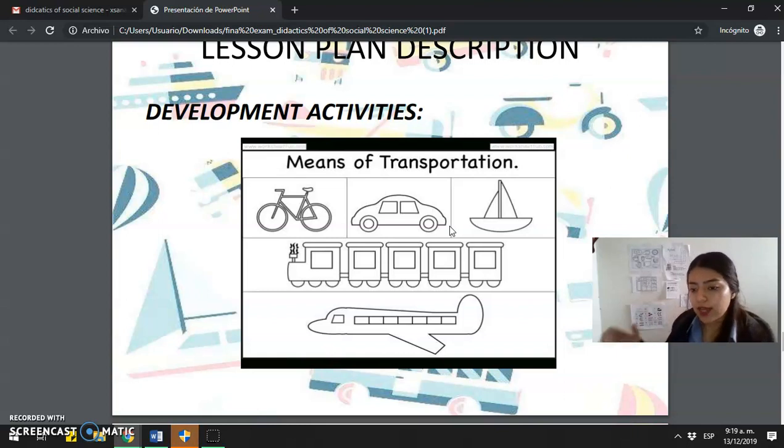I'm going to tell them a specific color, for example, means of transportation of the earth are blue and means of transportation of the water are red, and this is the pattern.